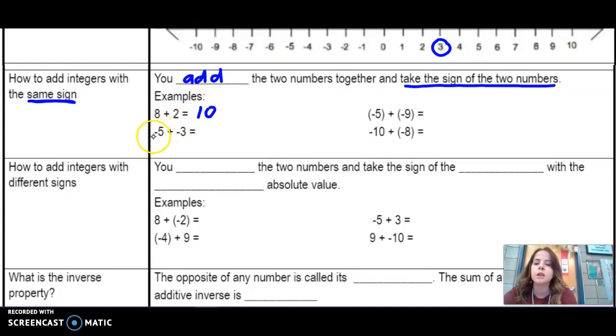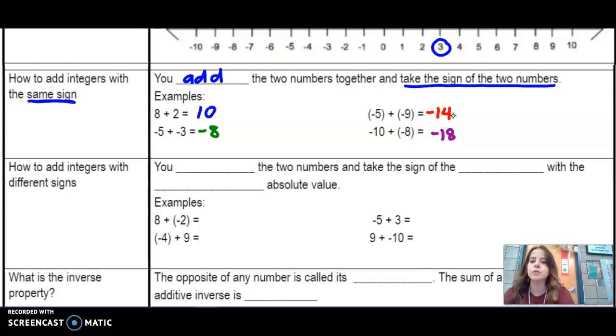Or on this one, -5 plus -3, they're both negative. 5 plus 3 is 8, and because they're both negative, I take that negative sign. So -5 plus -3 equals -8. Or here we have -5 plus -9. 5 plus 9 is 14, and because they're both negative, it's a -14. And last one, -10 and -8, they're both negative, so 10 plus 8 is 18, and it would be negative.